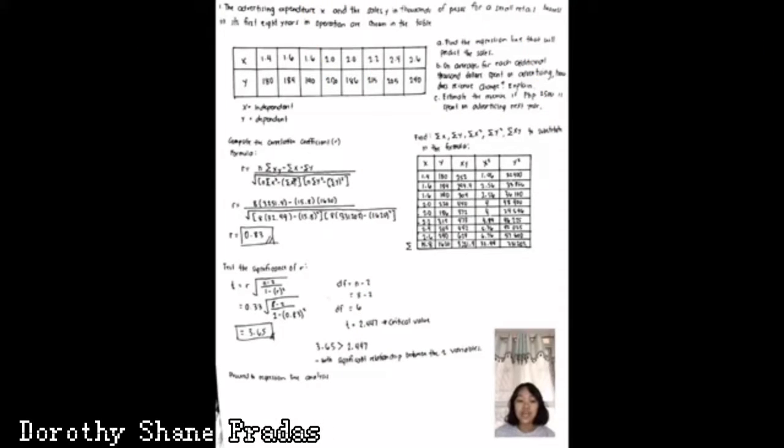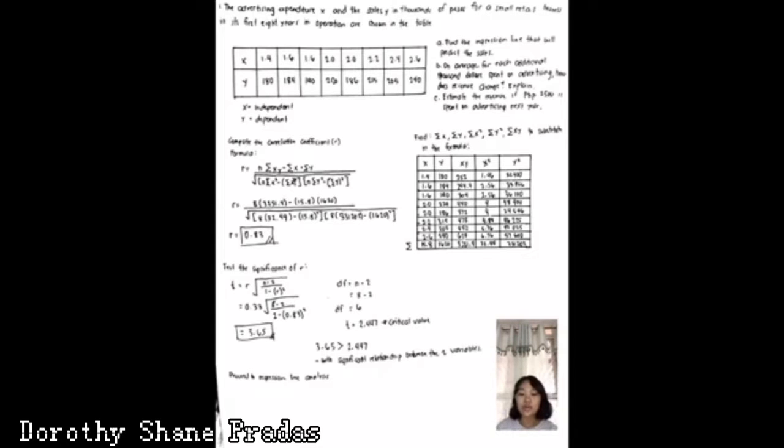For number 1, the advertising expenditure X and the sales Y in thousands of pesos for a small retail business in the first 8 years in operation are shown in the table below. So in this word problem, we will find the regression line that will predict the sales, and then B, on average for each additional $1,000 spent on advertising, how does the revenue change? Explain. And for letter C, estimate the revenue if 2,500 pesos is spent on advertising next year.